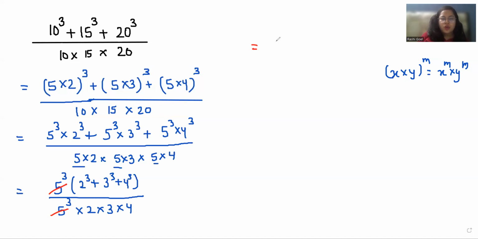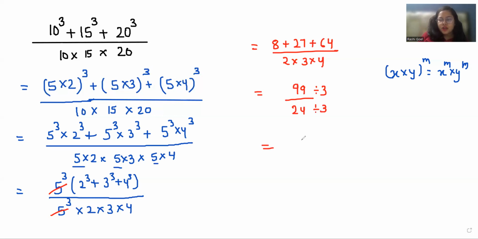Now 2 cube is 8, 3 cube is 27 and 4 cube is 64 by 2 times 3 times 4. When we add the numerator, we get 99 by 2 times 3 times 4, which is 24. We can divide both numbers by 3. So it gives us 33 by 8, which is equal to 4 whole 1 by 8.